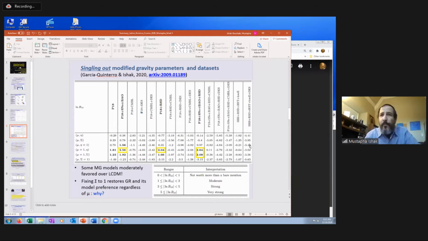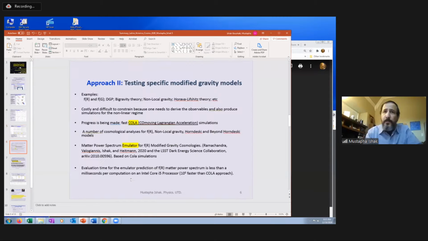But again, if we put lensing data, that goes away. And also if we fix mu sigma to 1, this goes away. So the question is why so? Well, the other approach we have is to go after some specific models, and we had some like f(R), f(G), and so forth. The difficulty is simulations. There is some good progress using COLA methods and emulators that can go very fast. In fact, COLA goes faster than N-body simulations, and this emulator goes 10 to the 6 faster than COLA approaches. So this is a promising thing.